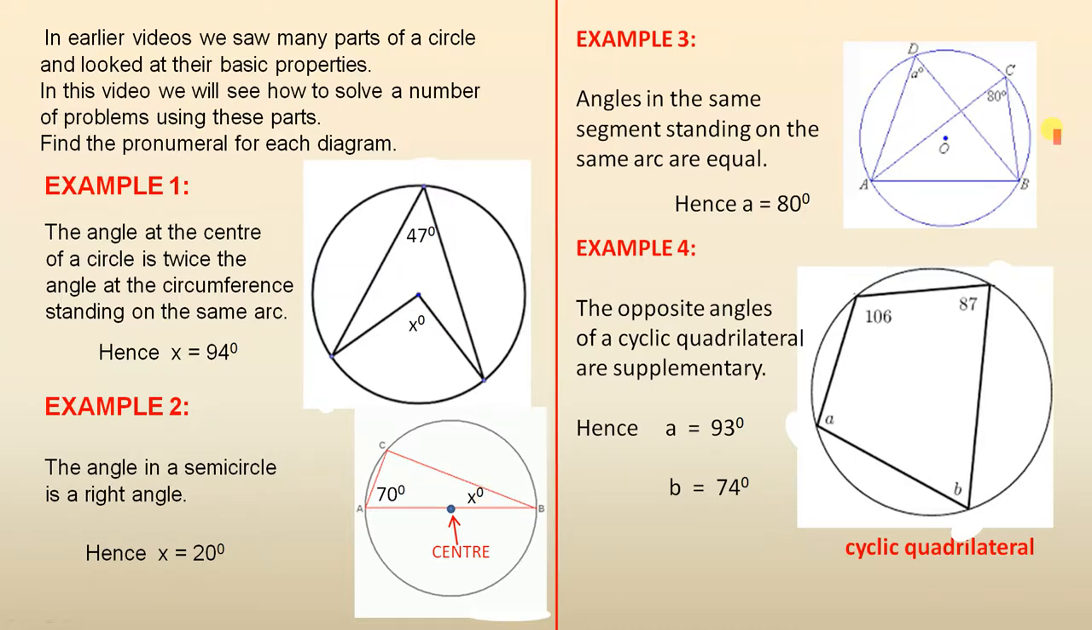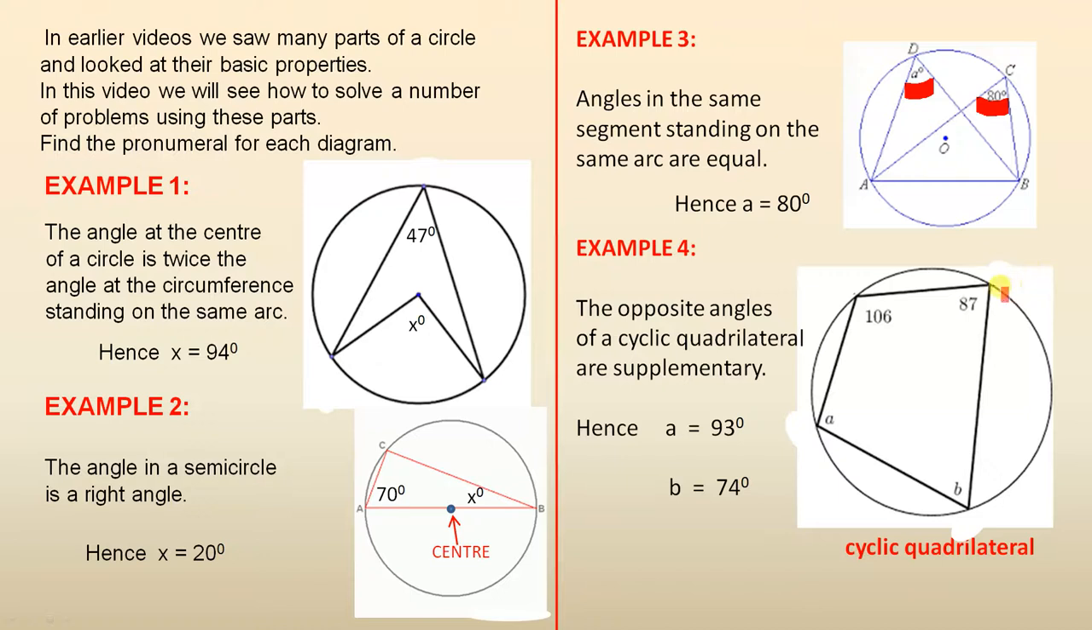Example 3. Angles in the same segment standing on the same arc are equal. Here's angle there. There's another angle there. Can you see they are in the same segment? Because if you take that line there, there's one segment here and one segment up the top. So those two angles are in the same segment. They're both standing on the same arc. They're standing on the arc AB. Hence they're equal. So A must be 80 degrees.